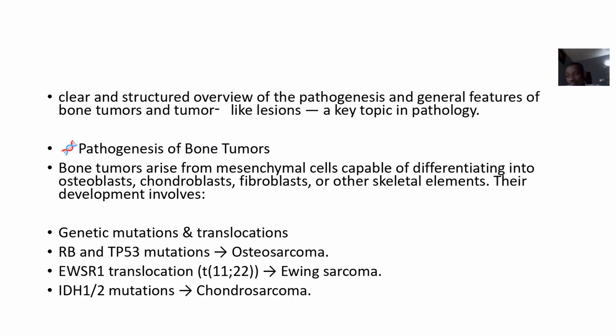Like, for example, you have the RB gene and the TP53 gene mutations in osteosarcoma, the EWSR1 translocation in Ewing sarcoma, then IDH1 mutations in chondrosarcoma. This one, you're just trying to list the examples, okay, as an intelligent student.